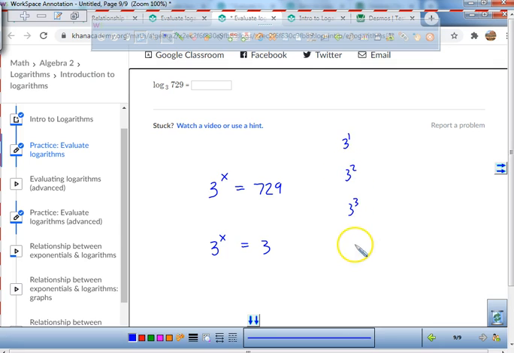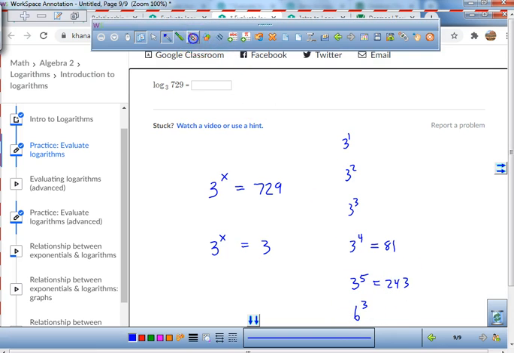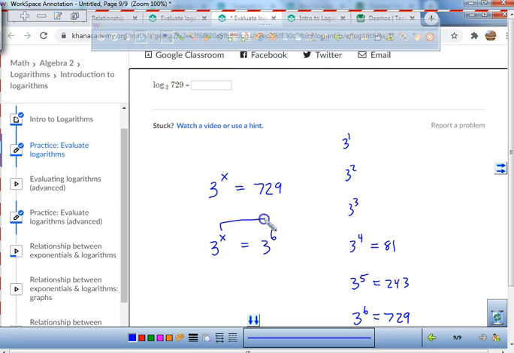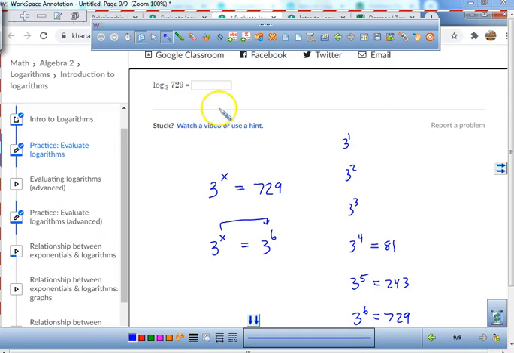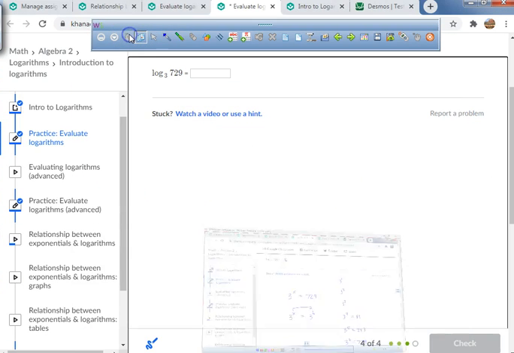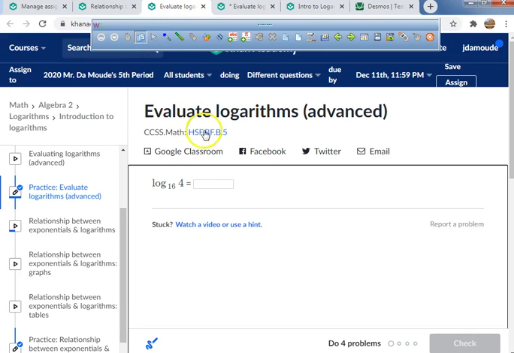We know it's not 3 cubed. 3 to the power of 4 is 81. 3 to the power of 5 is 243. So I'm guessing 3 to the power of 6, my bad, not 6 to the power of 3. I'm guessing 3 to the power of 6 is 729. So what would our answer be? Our answer would be 6. So yes, we are starting off easy, but then we are going to get to a little bit more difficulty.